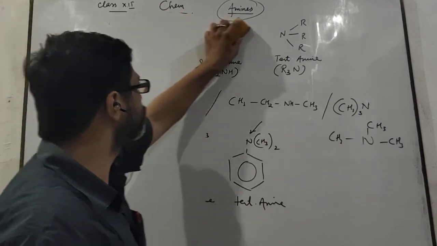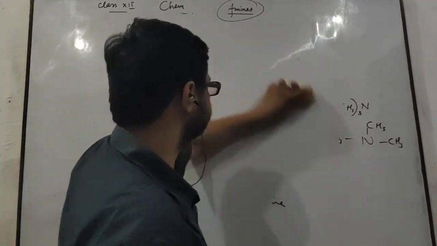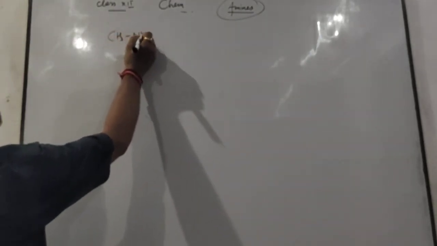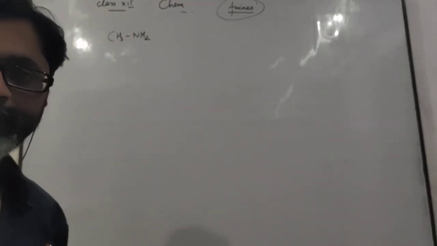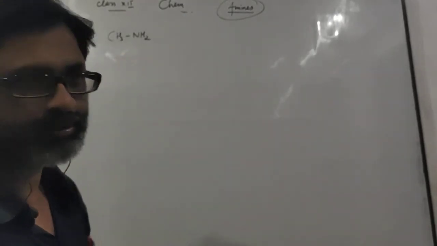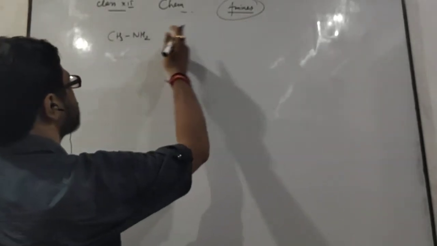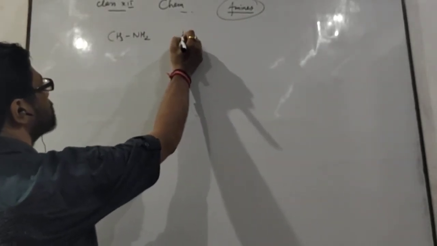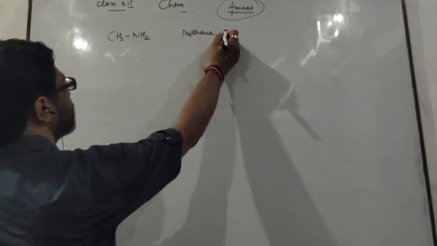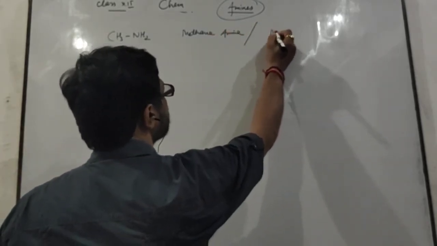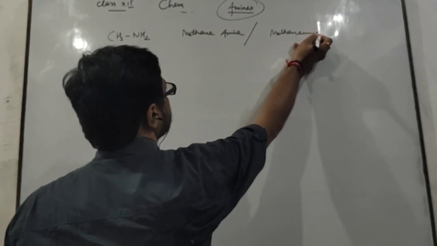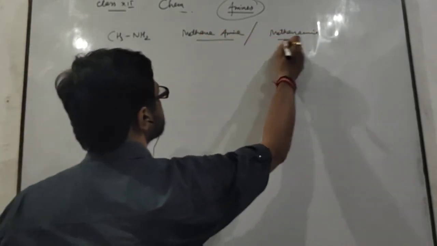How can we write the IUPAC names of these amines? Okay? See here, to write the IUPAC name, CH3NH2. Common names are not mostly used. Mostly in your question paper and in general, IUPAC names are used. IUPAC names are asked to be written for the given structure. This one is methane amine. If we remove the E from this, its name will be methanamine. Okay, like this. You can write like this or like this.